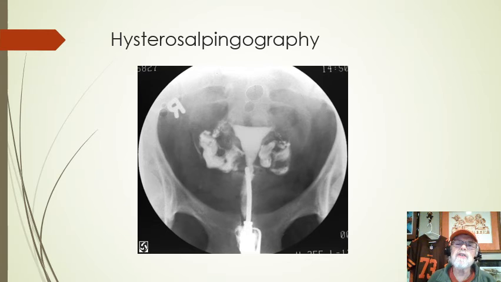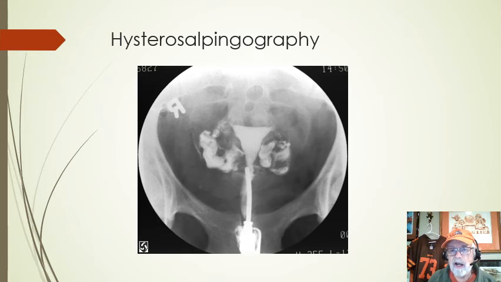So this is that hysterosalpingography. Basically, in this picture you can see the tube coming up through the vagina and into that cervical os. What they do is put the dye in there, and the dye fills that upside-down triangle shape. That's the inside of the uterine cavity.